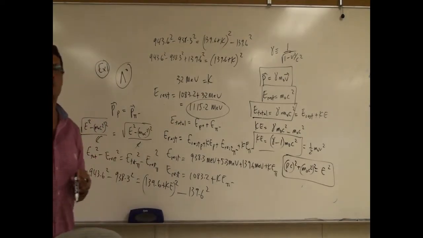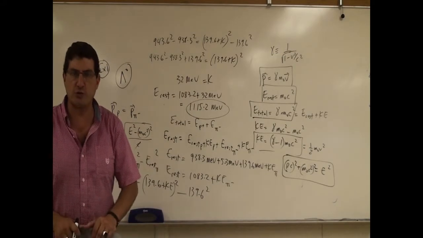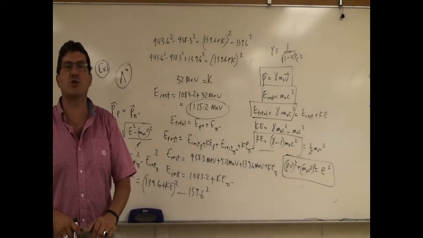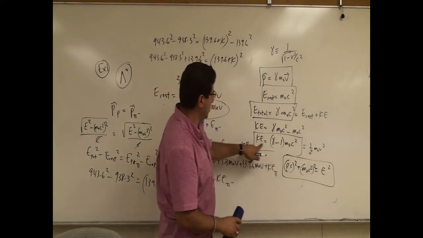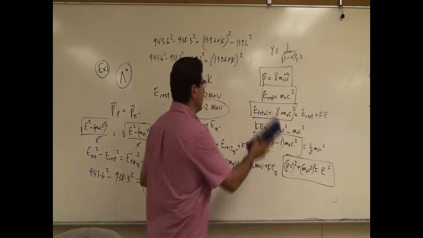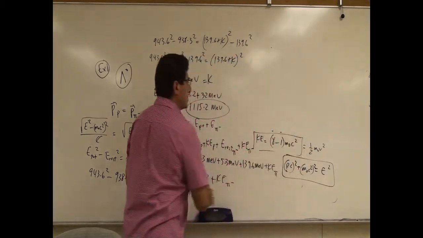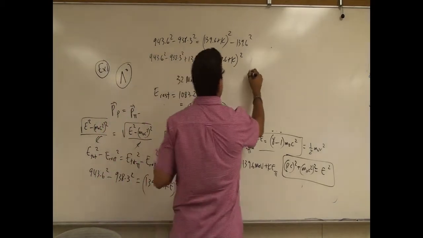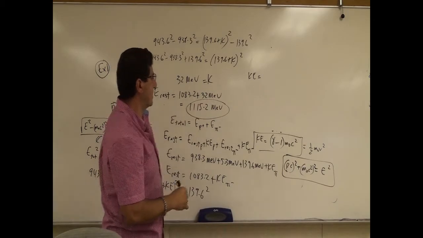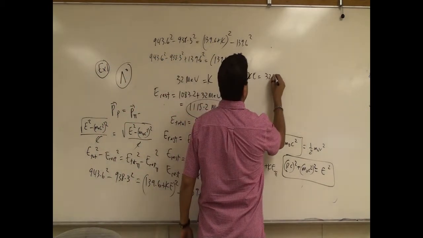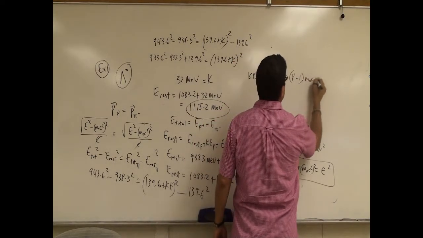Let's say the problem had also asked us to calculate the velocity of the pion and the velocity of the proton. How would we do that? How would we calculate their velocities? Okay, so I can show you then. I'm going to use this equation: kinetic energy is gamma minus 1 times m0 c squared. Let's say I wanted to calculate the velocity of the pion. So the kinetic energy of the pion we found to be 32 mega electron volts, and that's equal to gamma minus 1 times m0 c squared.